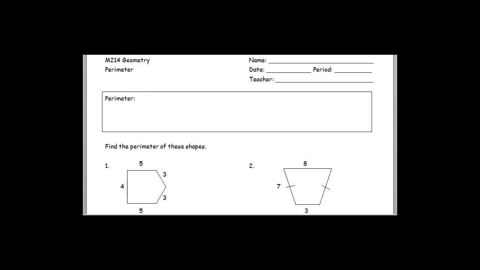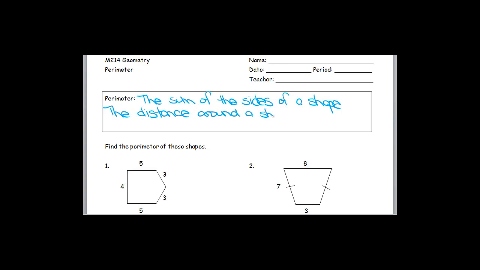Today we're going to be talking about perimeter. Perimeter is the sum of the sides of a shape. Other people like to think of it as the distance around a shape. And others like to say it's the outside of a shape. So whichever of the three versions you like, let's go ahead and get started with perimeter.